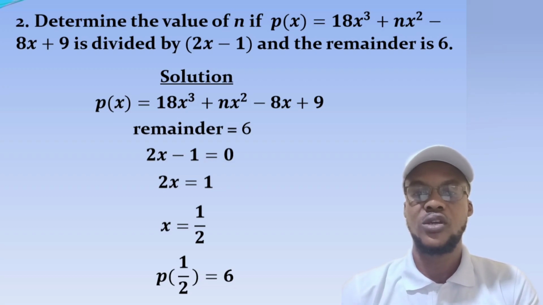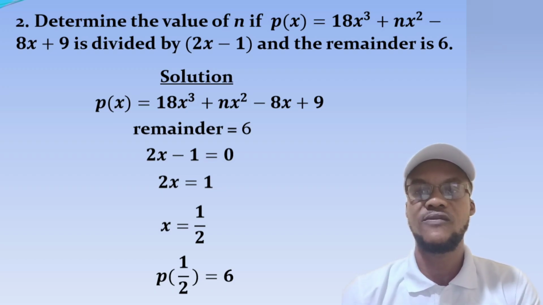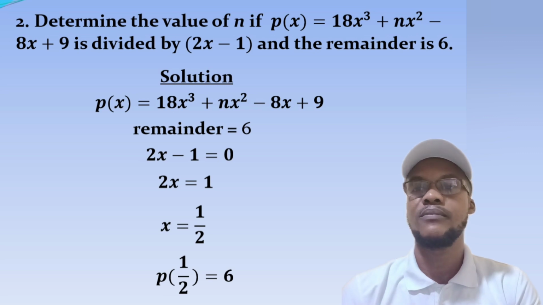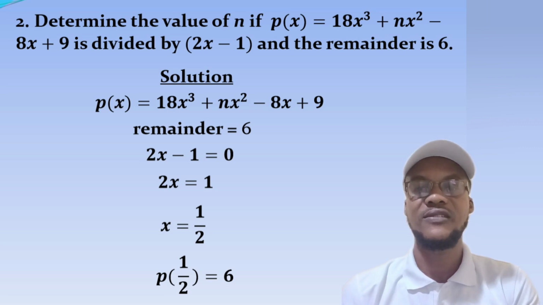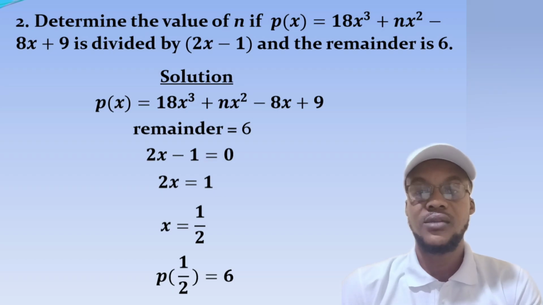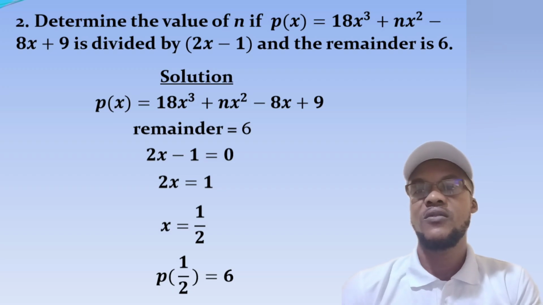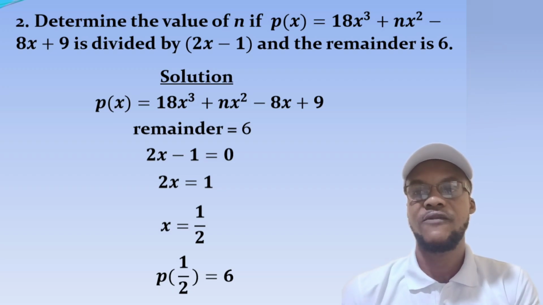That means x equal to half is our divisor. So when you divide that polynomial function by the divisor, you are going to get a remainder of 6. That is what this question is saying. So if that's the case, then which value of n are we going to get if we divide the polynomial given by the divisor?